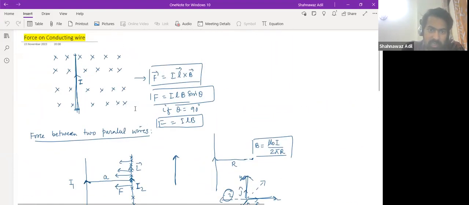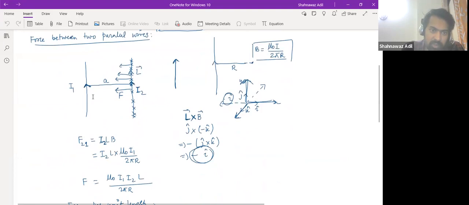On parallel lines, right? So there was this I1 current, and due to this I1 current there was this magnetic field. We already know that the magnetic field would be in the inward direction. On the right-hand side, the magnetic field due to I1 current would be inside. So we had this magnetic field inside, and then we had this length of the wire.